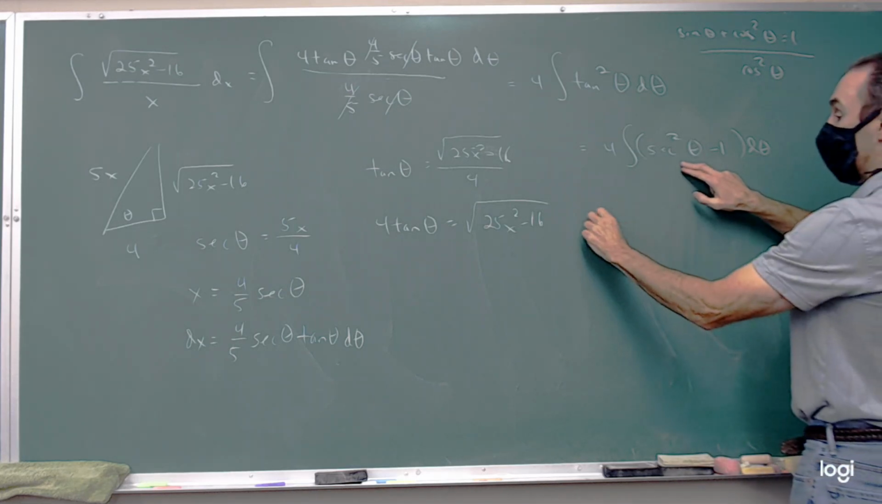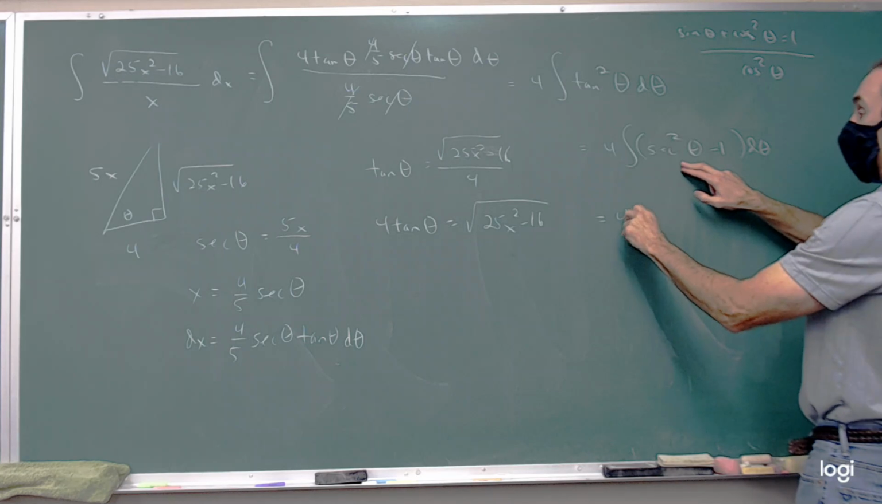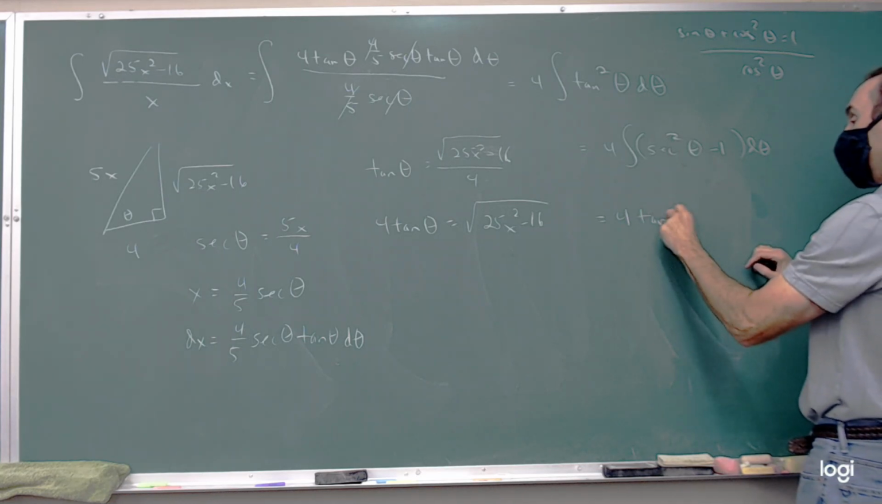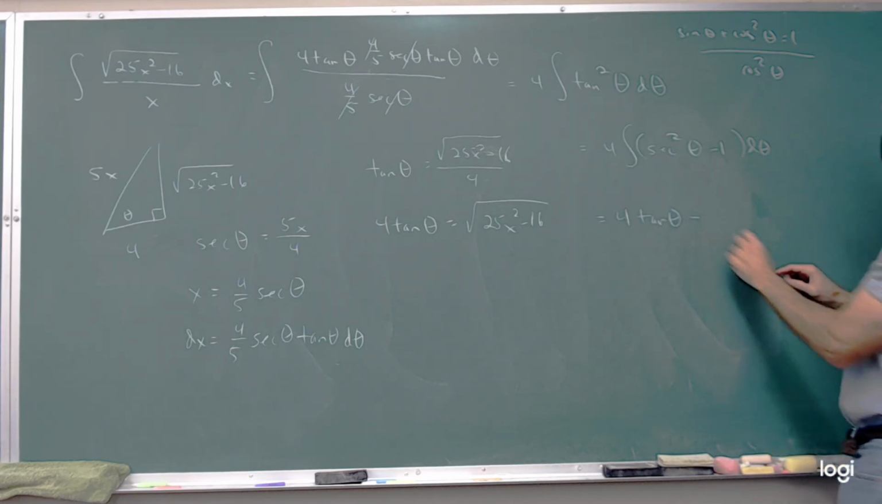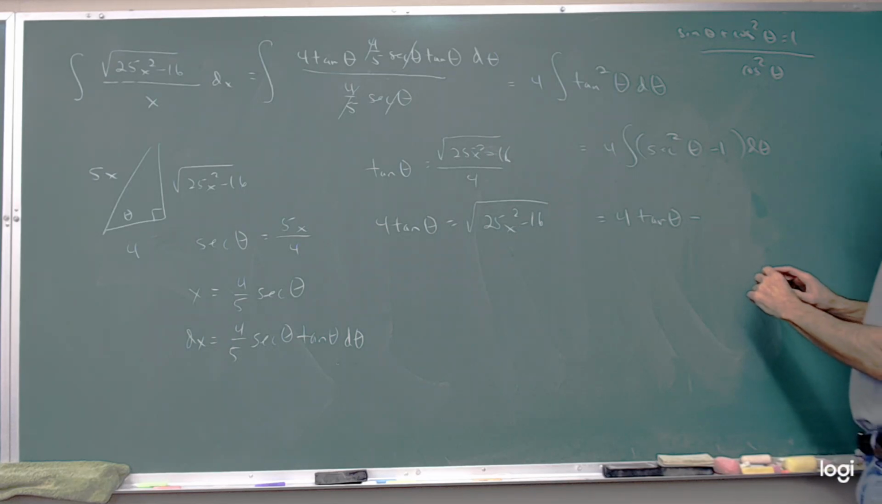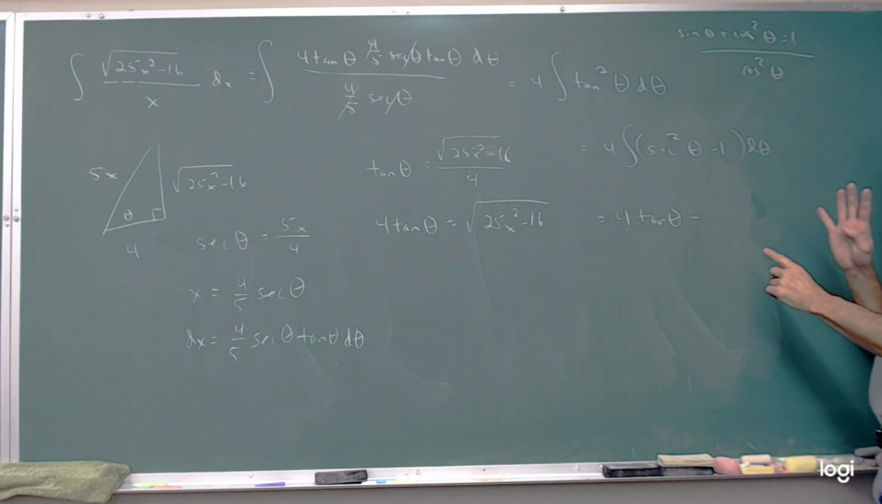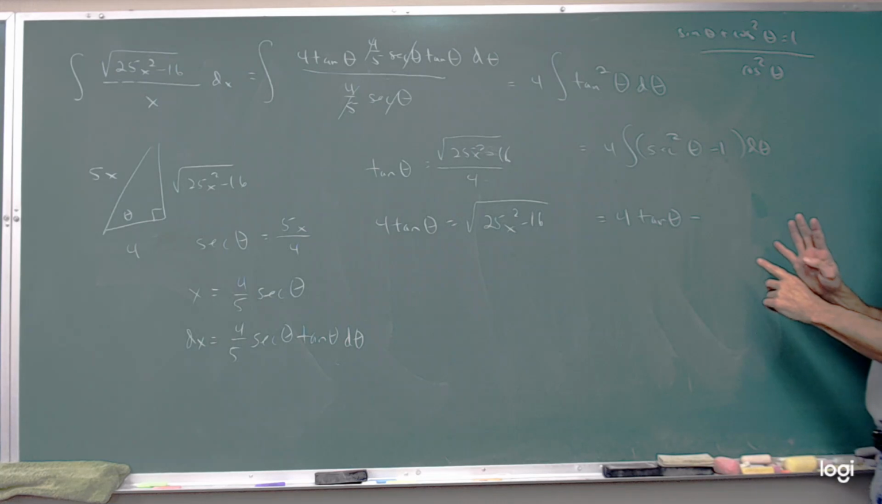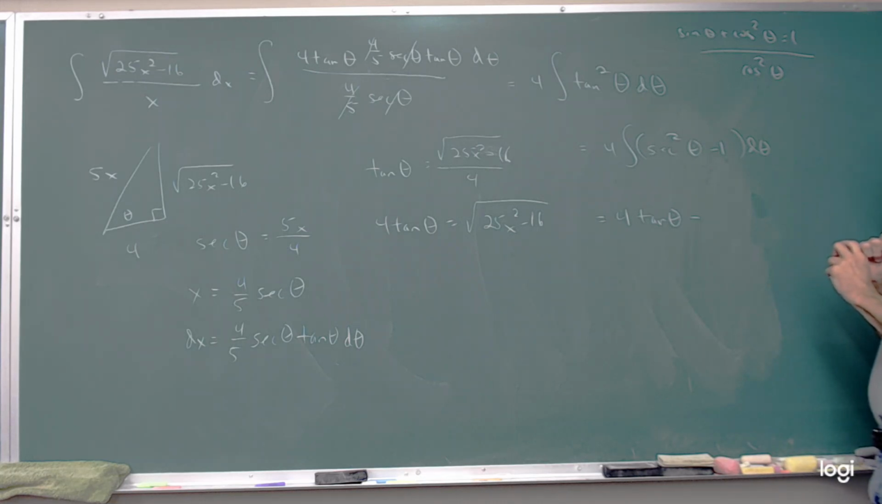So that is going to become tangent theta, that's going to be minus 4 theta. Because you're still taking the integral, you're taking the integral still based on theta. So you would split that apart. Yeah, no, yeah, I know. I see. Okay.